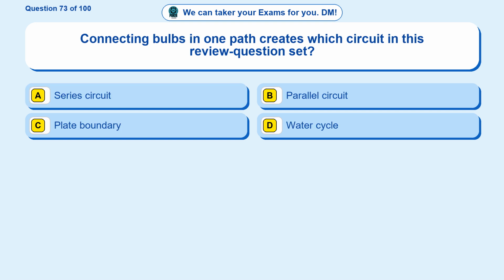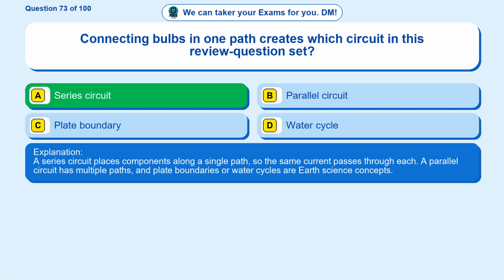Question 73. Connecting bulbs in one path creates which circuit in this review question set? Option A, series circuit. Option B, parallel circuit. Option C, plate boundary. Option D, water cycle. The correct answer is option A. Series circuit. A series circuit places components along a single path, so the same current passes through each. A parallel circuit has multiple paths, and plate boundaries or water cycles are earth science concepts.